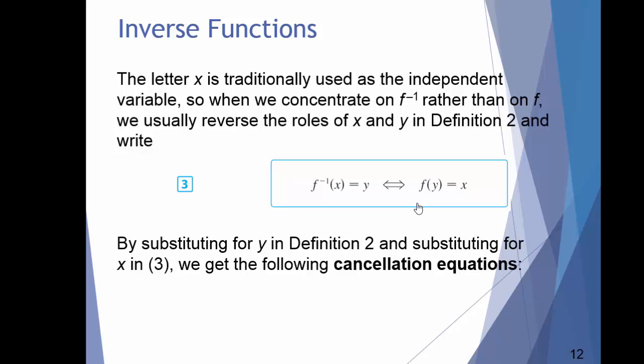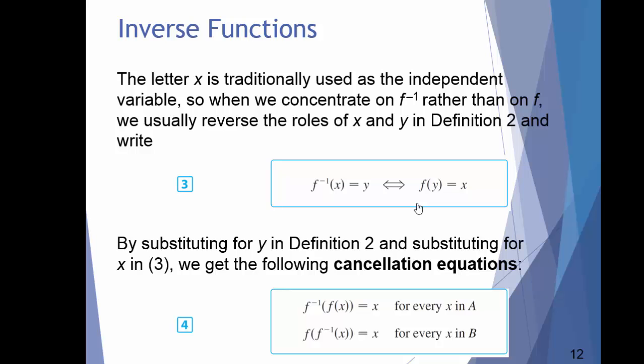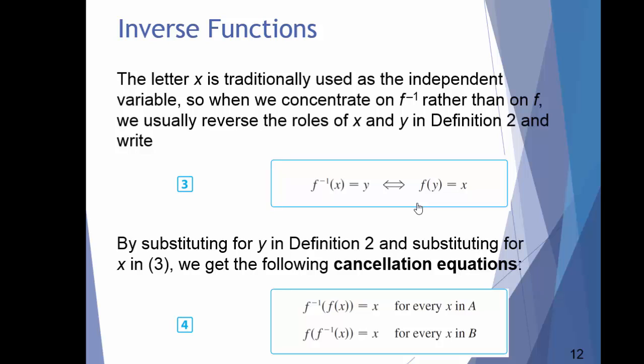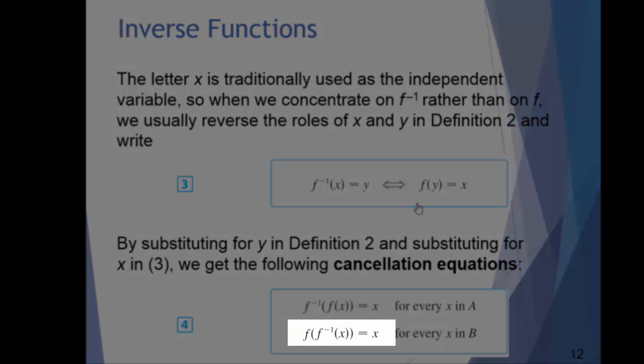When we substitute for y in definition 2 and substitute for x in 3, we get what are called cancellation equations. Meaning, when you take an inverse function and you input into that the original function evaluated at some x, when you apply both the function and its inverse to that input, your output is x. It's the same as the input, for every x in A. And remember, A is the domain of f, the original function. Likewise, this is also a cancellation equation, just in a different order.